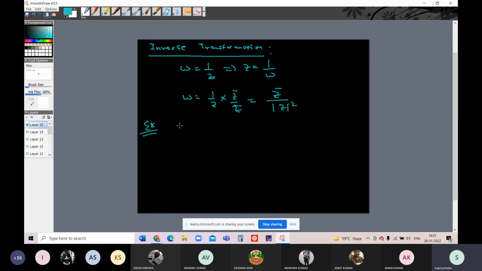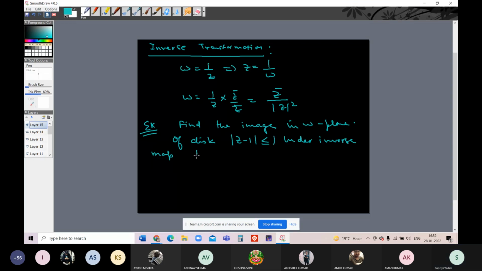Okay, we have to find the image in w plane of disk, a closed disk mod of z minus 1 less than or equal to 1 under this inverse map, the inverse map 1 by z.